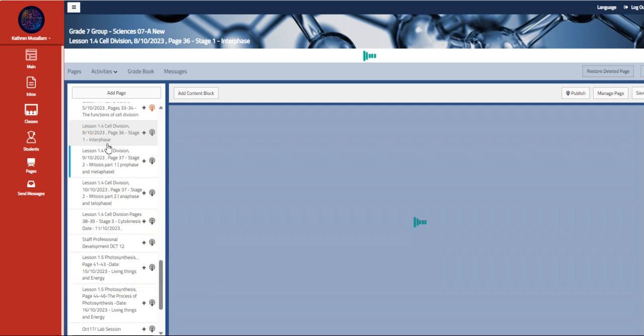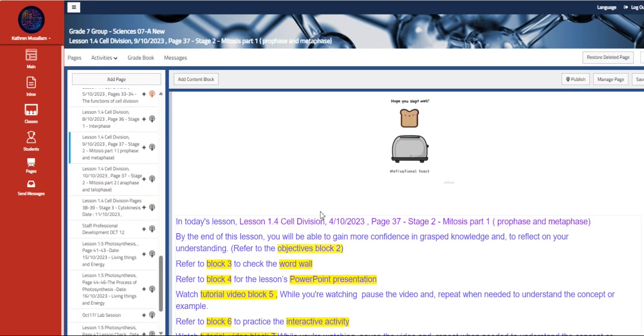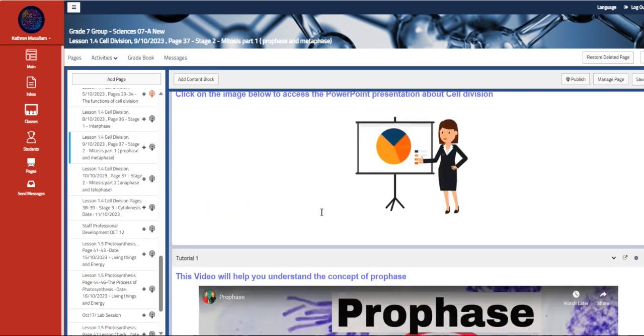Okay, then moving to the other day, which is October 9th. This is stage 2. Stage 2 talks about mitosis part 1. So we have prophase and metaphase. So explore stage 2 of the cell cycle, mitosis, prophase, and metaphase.